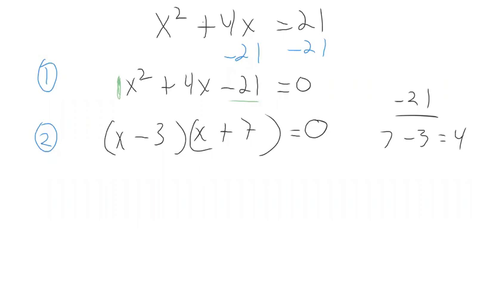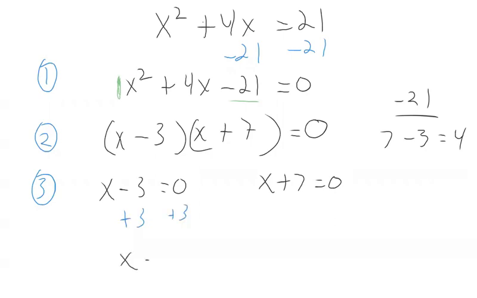So step 3, I take each one of these. X minus 3 equals 0. X plus 7 equals 0. Add 3. X equals 3. Subtract 7. X equals a negative 7. So there is my step 4. And then step 5, I can check.